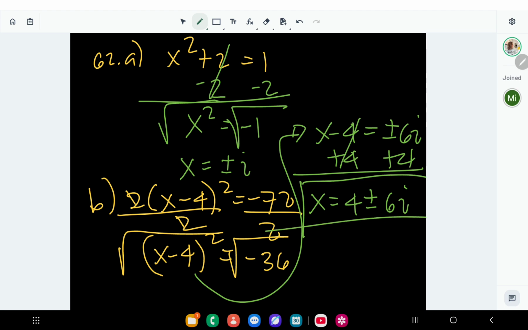Was that your answer? Okay. Are we good? No questions on this? Because the next one is simplifying and evaluating complex numbers. It starts on number 63. All right?